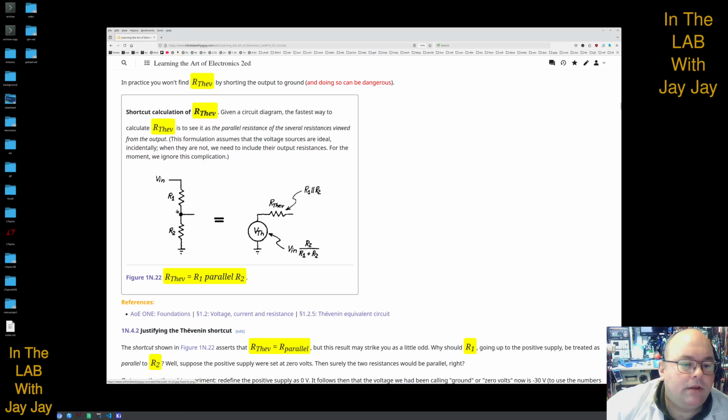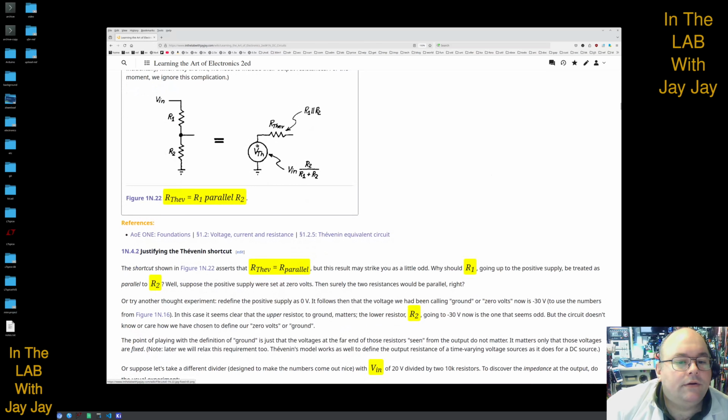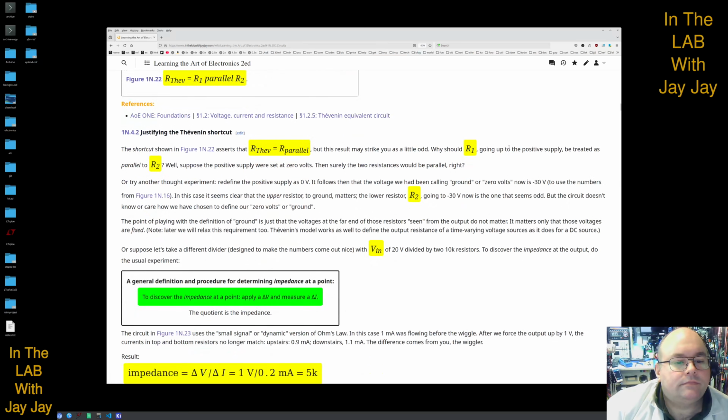So the shortcut calculation of the Thevenin resistance, given in a certain diagram: the fastest way to calculate Rthev is to see it as the parallel resistance of the several resistances viewed from the output. So this is the output here. This formulation assumes that the voltage sources are ideal. Incidentally, when they are not, we need to include their output resistances. For the moment, we ignore this complication.